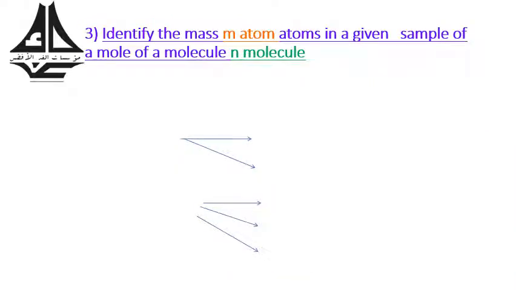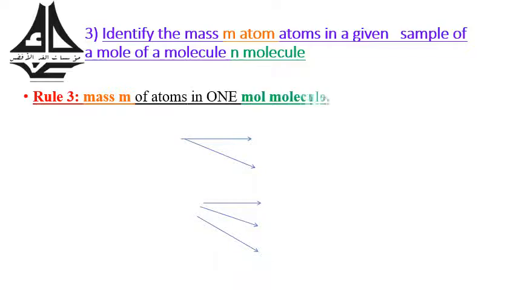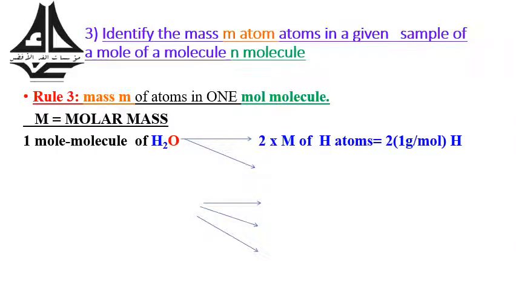Objective number 3: identify the mass, small m, of atoms in a given sample of a mole of a molecule, small n molecule. Rule number 3 says to determine the mass of atoms in 1 mole molecule, we have 1 mole molecule of H2O contains 2 times the molar mass of H atoms, where capital M is the molar mass. So the mass of H atoms in 1 mole molecule of water is equal to 2 times the molar mass of H and 1 times the molar mass of O.